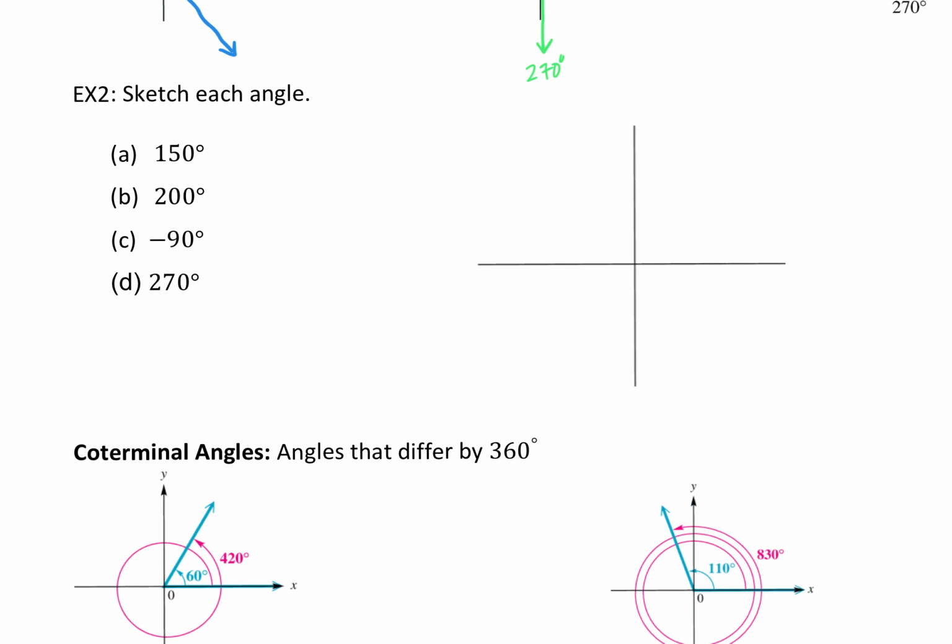And that brings us to example 2, where we're going to sketch each angle. In part A, we want to draw a 150 degree angle. So going back, remember this is 0 degrees where we start, and then we go to 90 degrees, 180 degrees, and I can see that 150 degrees would be in quadrant 2 between 90 and 180. And since 150 is closer to 180 than it is to 90, again, I'm just sketching this. I would sketch it probably, oh, that's kind of off, but good enough.